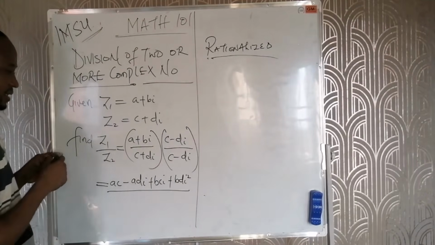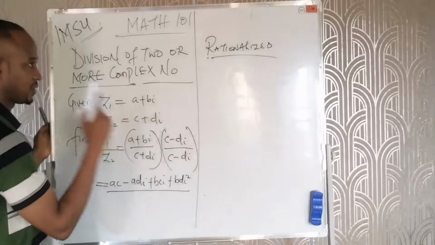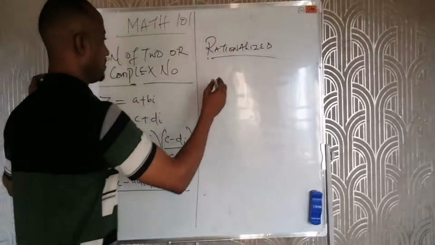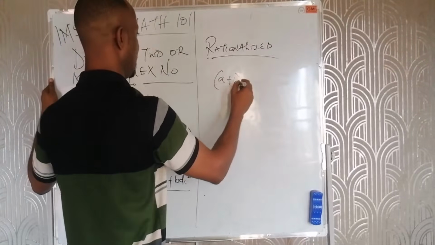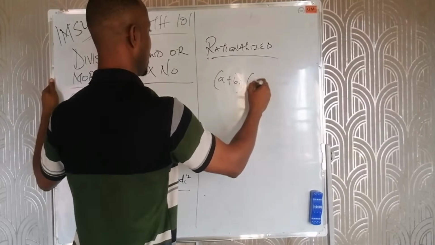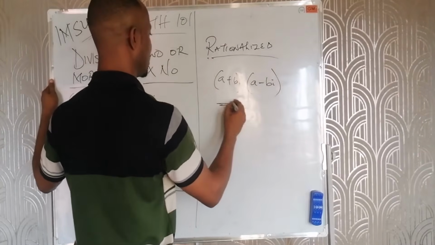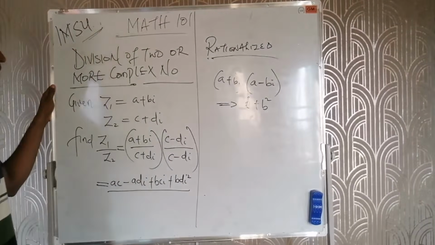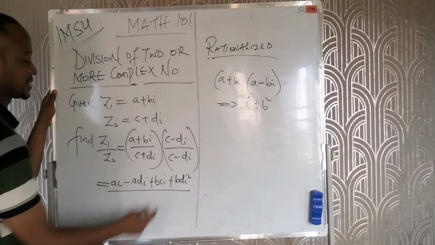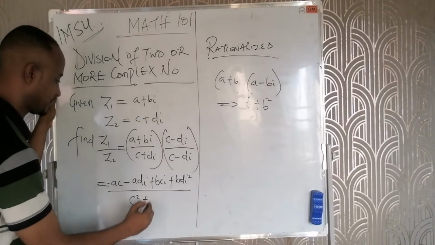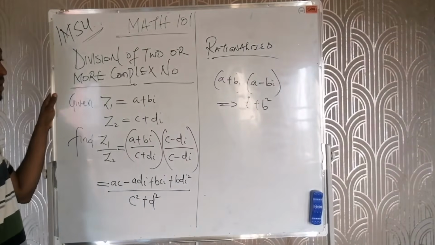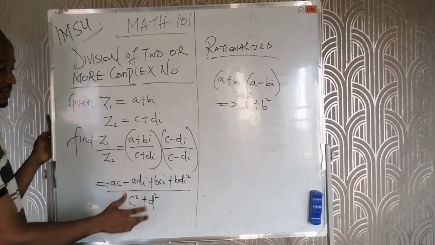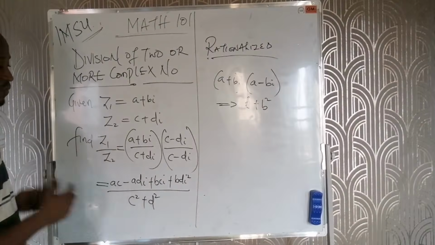Don't forget that in the denominator, they are conjugates. I said that if I'm multiplying conjugates together, for example, A plus BI times A minus BI, the result is A squared plus B squared. So since these two are conjugates, the result here will be C squared plus D squared. Even if we expand this, at the end of the day, some values will cancel out and we'll be left with C squared plus D squared.